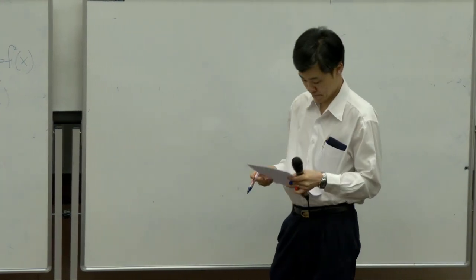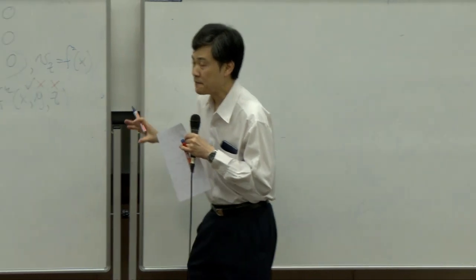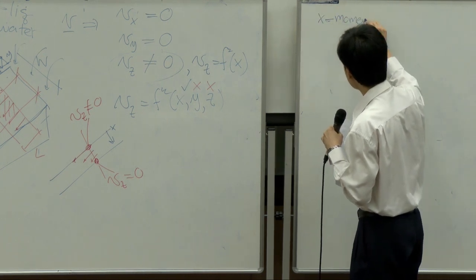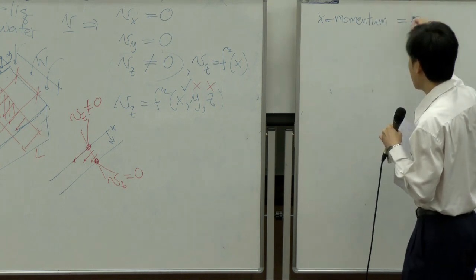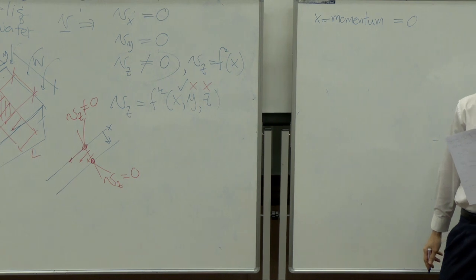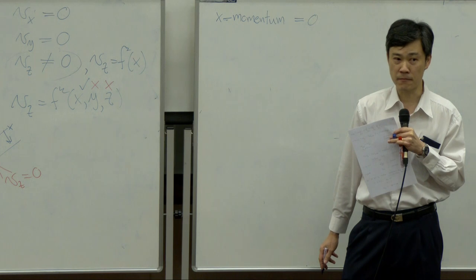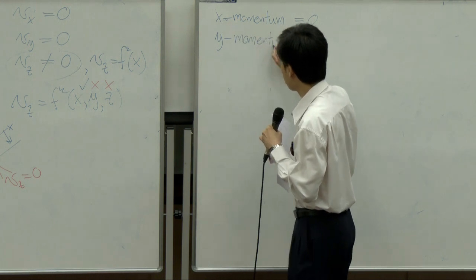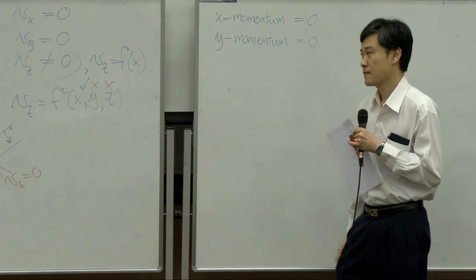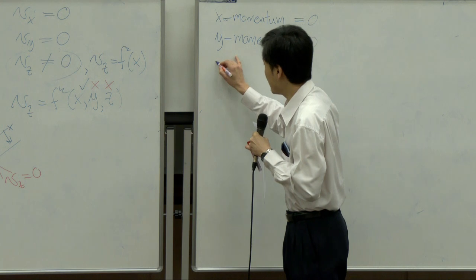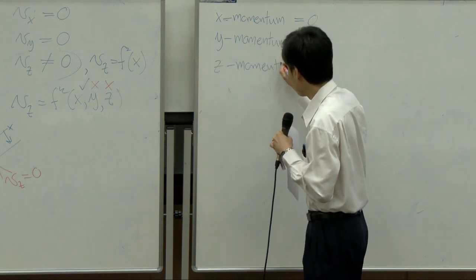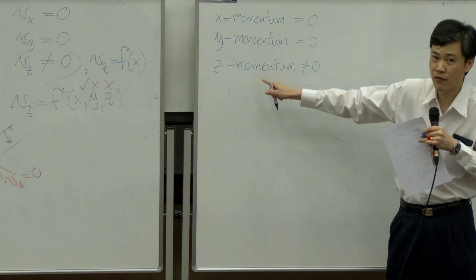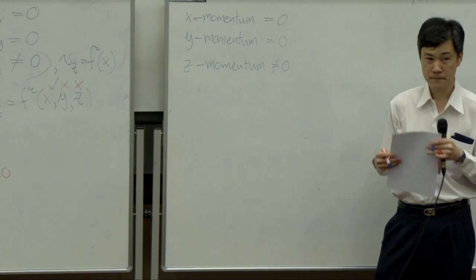Okay? Now, if Vx is zero, it means that x momentum is supposed to be zero. There is no velocity in the x direction, so therefore there should be no x momentum. Vy is zero. That means y momentum is supposed to be zero. Vz is not zero. That means z momentum is not zero. This is what we want, or this is what we have to calculate. Okay?